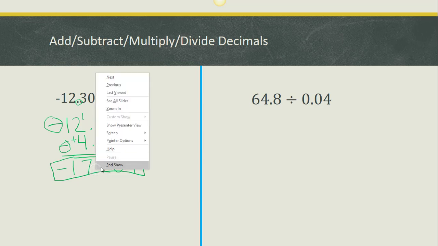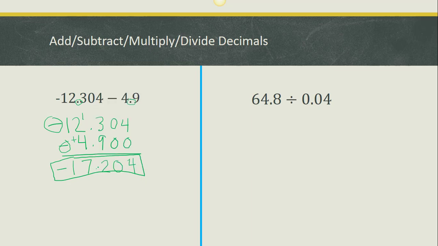Sorry, it's having a hard time drawing these dots for me. That's a decimal right there: negative 17.204.